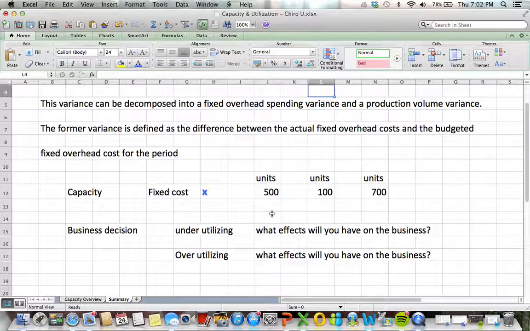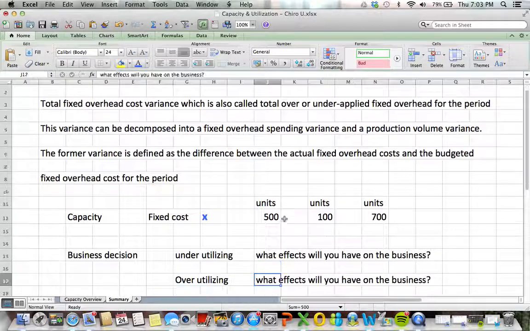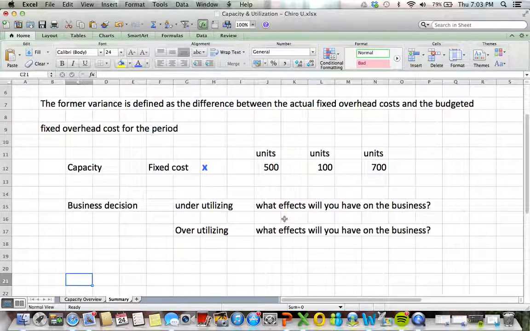So this variance, I'm going to read it again here. Total fixed overhead cost variance is called over or under applied fixed overhead for the period. So this is the over or under applied that I'm talking about in terms of also how much each unit is worth, but I'm saying in units first. And then this variance is decomposed into fixed overhead spending variance and production volume variance. So I'm going to go into those definitions with you, and then we're going to go over a case study.